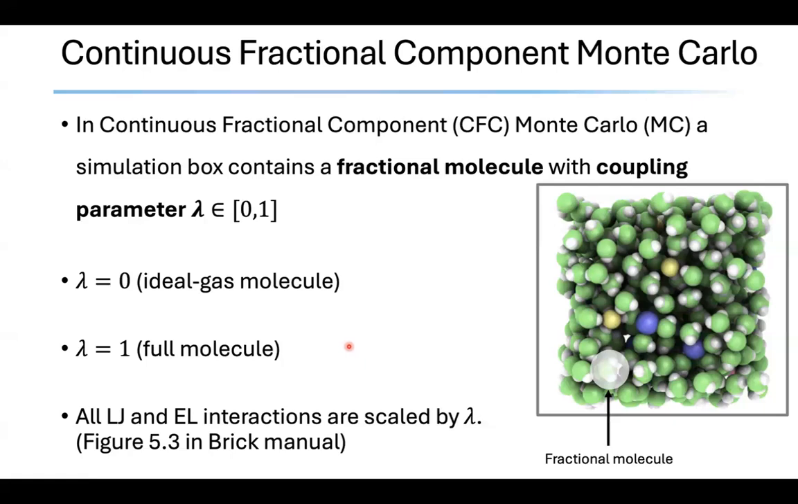In a continuous fractional component Monte Carlo method, a simulation box contains something called a fractional molecule that is highlighted in the white circle shown here. The fractional molecule can be identified because it has something called a coupling parameter that varies between 0 and 1.